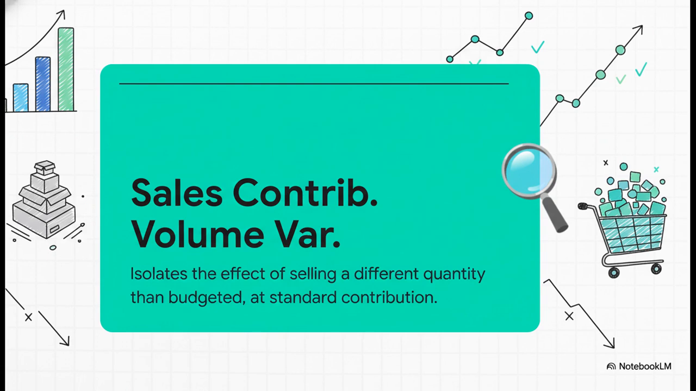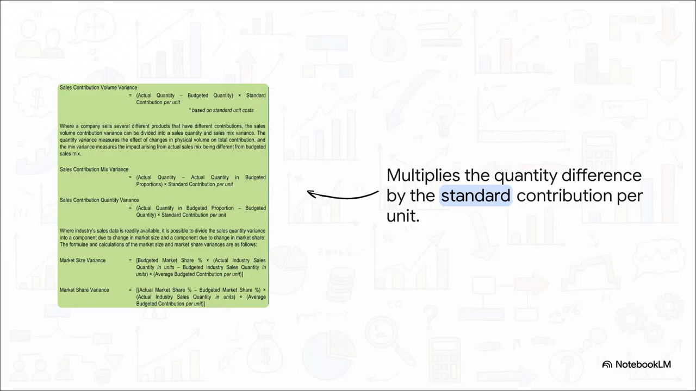This variance tackles the other half of the puzzle. Did we make more or less contribution simply because we sold a different number of units than we budgeted for? And we assume, just for this calculation, that our prices hadn't changed at all. So let's look at the formula for the volume variance. You take your actual quantity sold, subtract the budgeted quantity, and then multiply that difference by the, and here's the exam critical phrase, the standard contribution per unit.